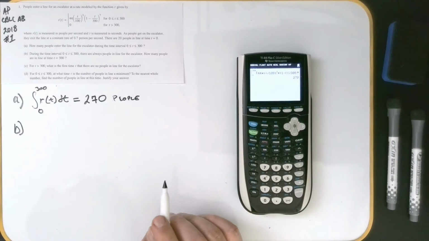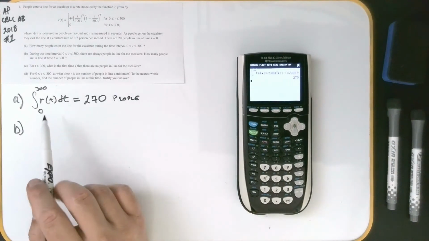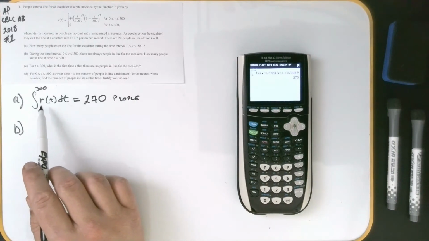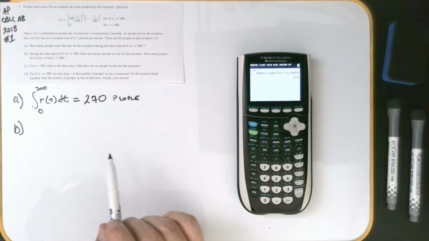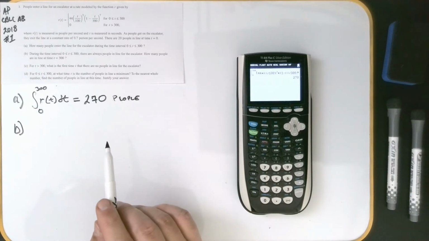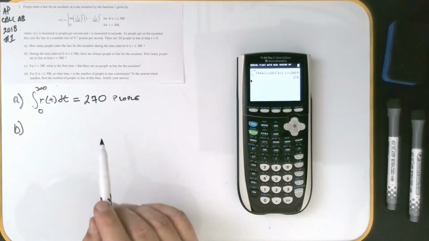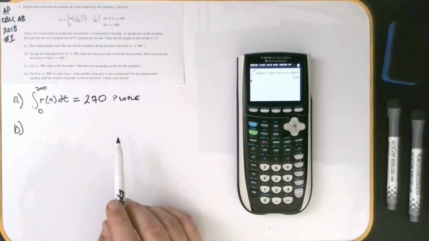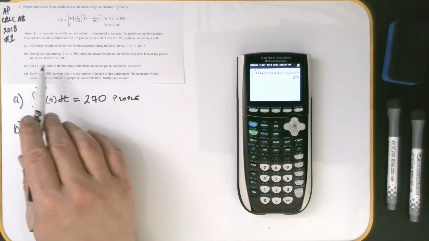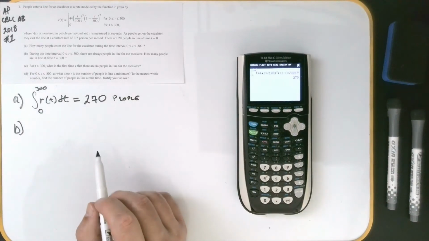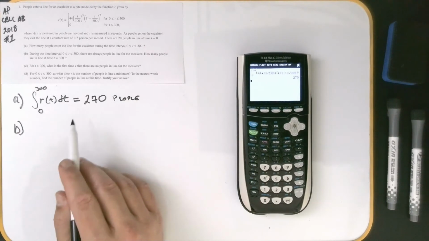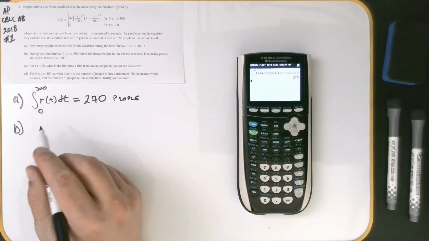Now, this is one of those questions where you have to take advantage of the fundamental theorem. When you integrate a rate, you get whatever the rate produces. Well, this one is a little bit strange. So let me show you the setup, what you want to be thinking here. How many people are in line at t equals 300?